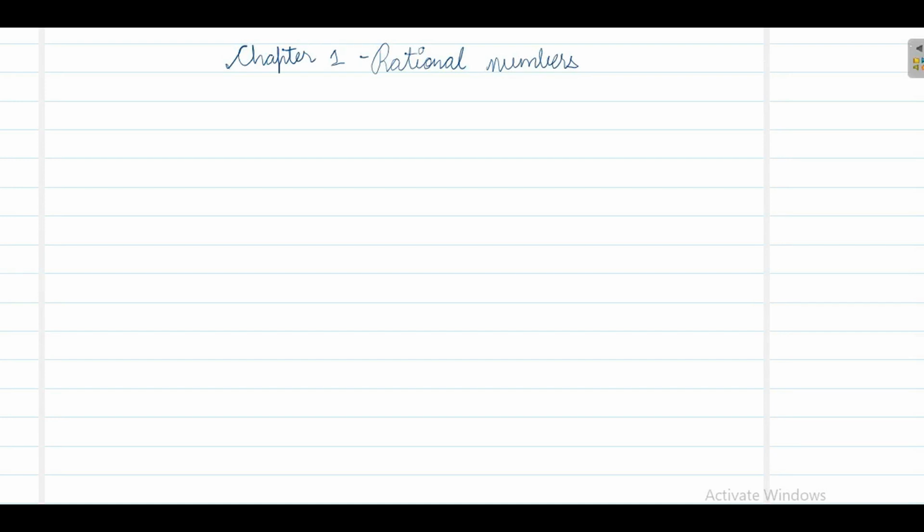Hi everyone. Today we are going to discuss the first chapter from the NCERT textbook of grade 8, that is rational numbers. Before we move on to the chapter, we'll just have a glance at the prerequisites. From your small age you have learned a lot of number systems, different kinds of number systems, right?